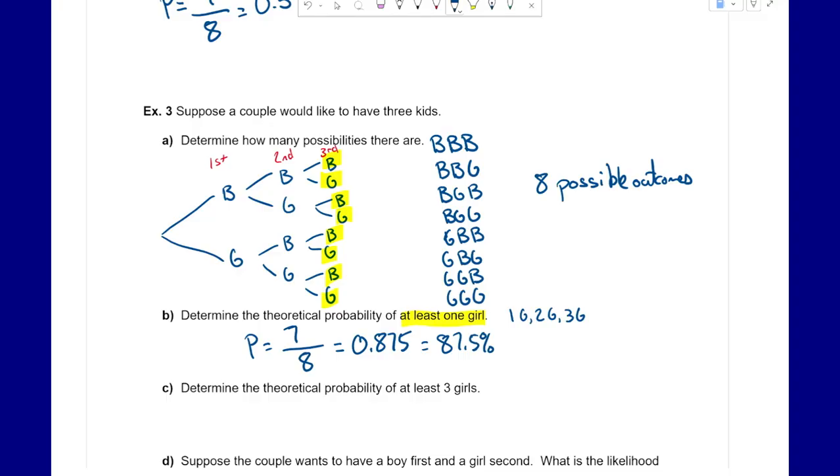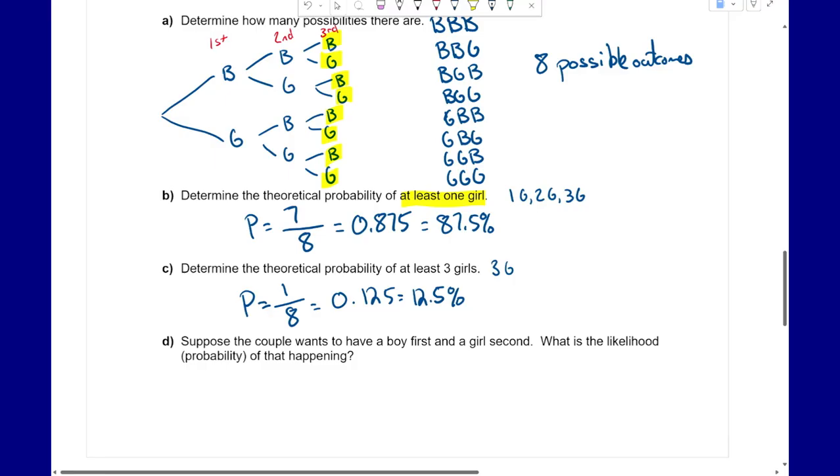What is the probability of at least 3 girls? So at least 3 girls means 3 girls or more, but because we only have 3 kids, we only look at one case where there's 3 girls. That case only occurs once out of 8, or 0.125, or 12.5%. So that's the probability of at least 3 girls.